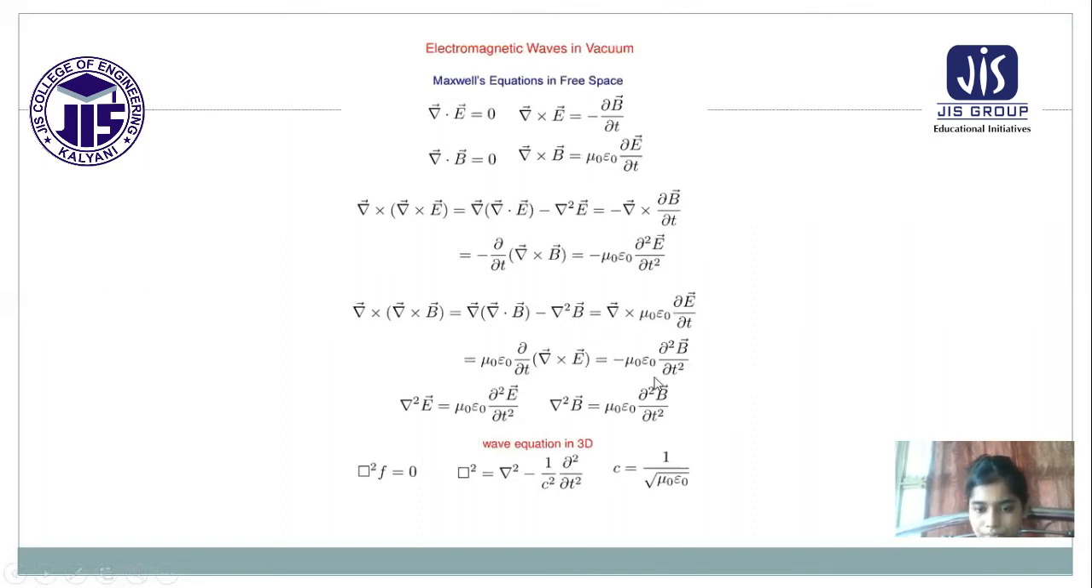So it's given here. Therefore nabla square E equals mu naught epsilon naught del square E by del t square. So now nabla square B equals mu naught epsilon naught del square B by del t square. So finally the wave equation in 3D, this one you may skip, okay. This is another derivation, but you may skip it. Up to this, we must remember.